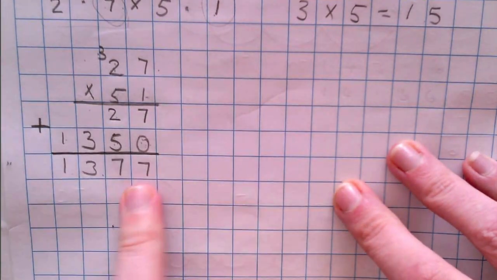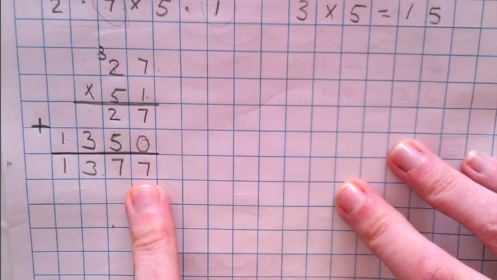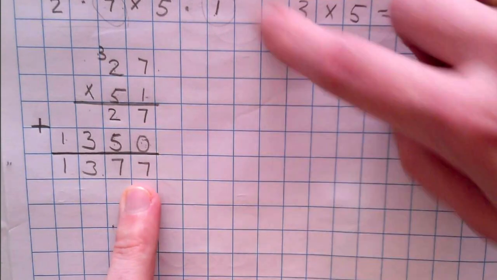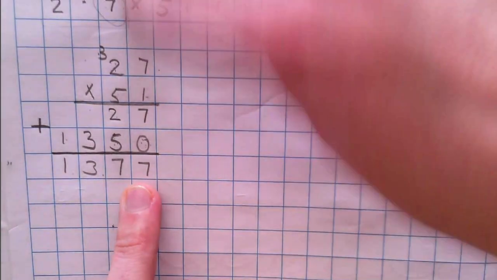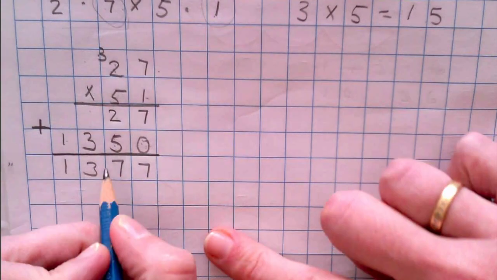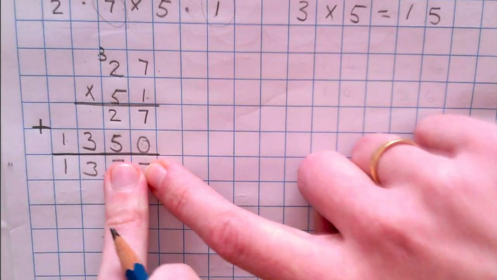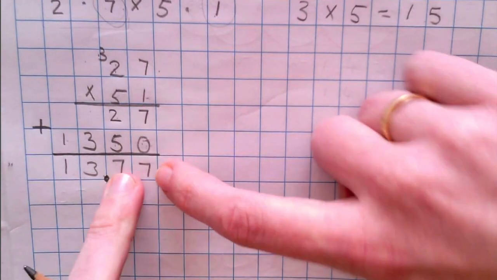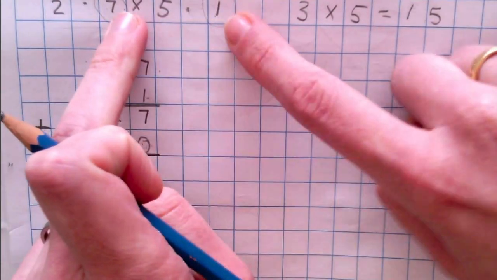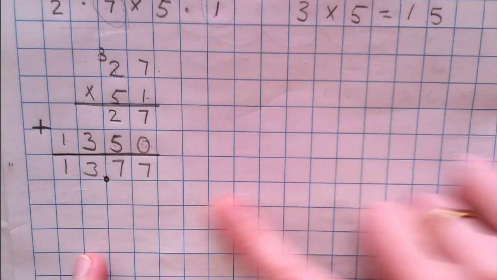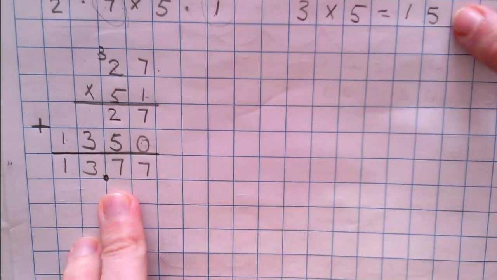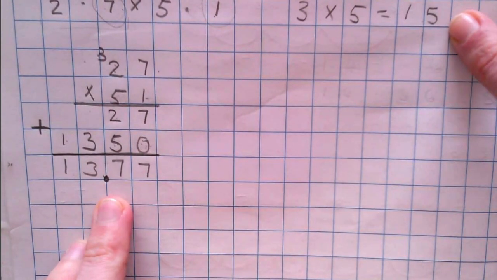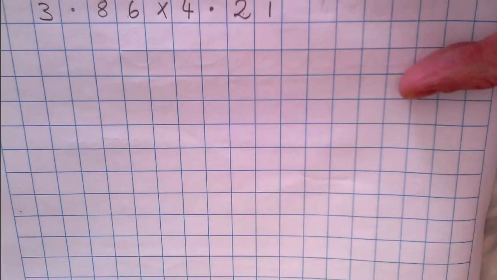So in my answer, I simply give myself 2 numbers after the decimal point, just like I did in my question. So there's 1 there, that makes 2. So I need those 2 numbers here, and then I'm going to put my decimal point there. So I have 1 decimal place, just like I did there, 1, 1. So that's what my answer is going to be. And to double check, I can look at my estimation, and yes, that seems very reasonable. So 13.77 is my answer.